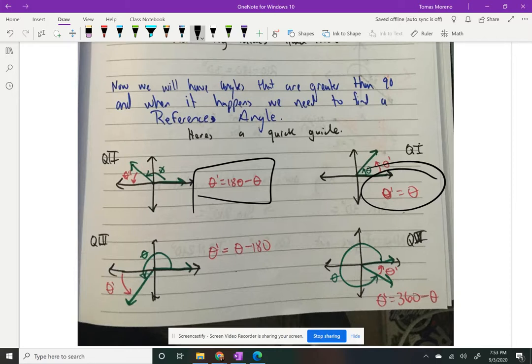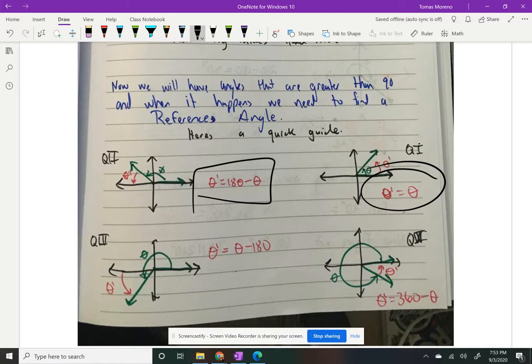But in quadrant 3, we're going to have angles bigger than 180. They're going to be bigger, like 205, 235. So when they're that big, the bigger number gets subtracted by 180, and that becomes your reference angle.